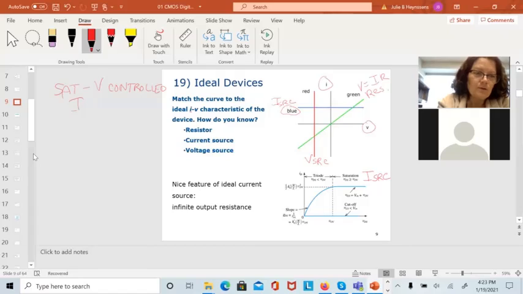V-controlled I source. Now in triode, which is this region right here, it looks more like the slopey line. It's not a perfect straight line, but it looks more like a resistor than anything else. So as a first order approximation, I can look at this. The slope of that line changes as the voltage changes. So this is a voltage controlled resistor. This is one of the things we're going to use to build a linear model of this device.